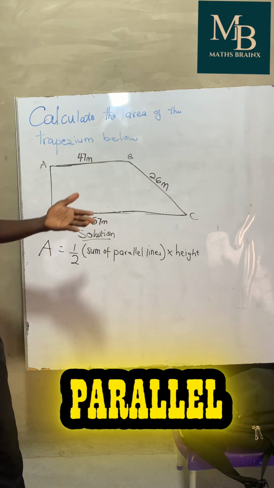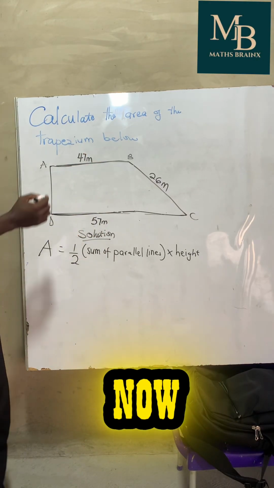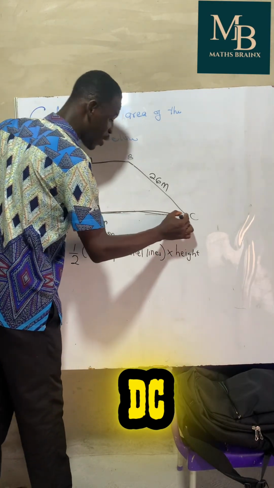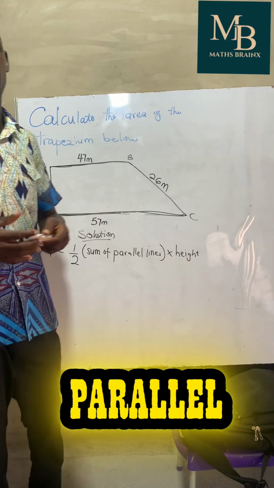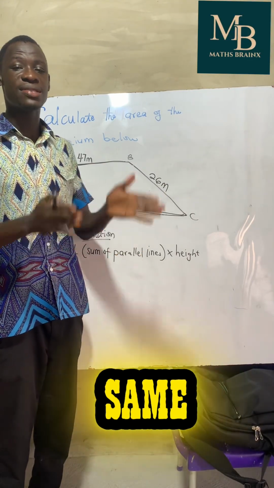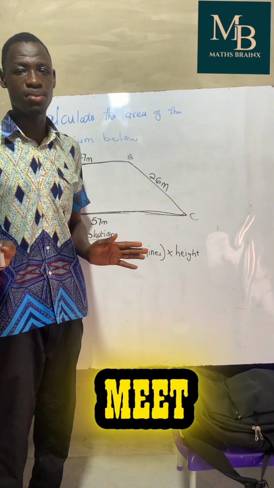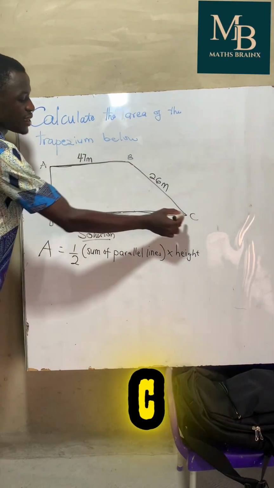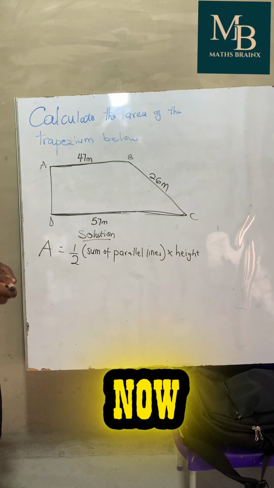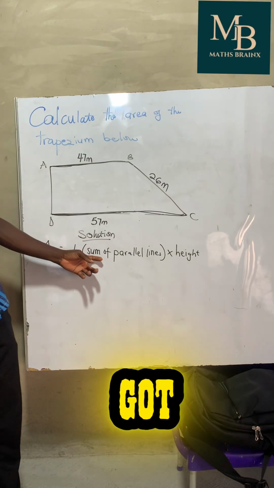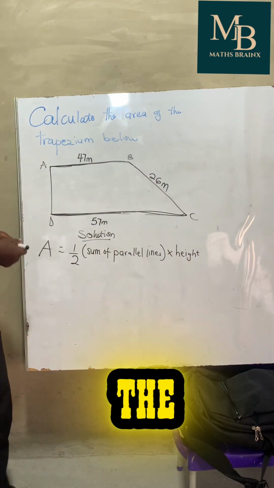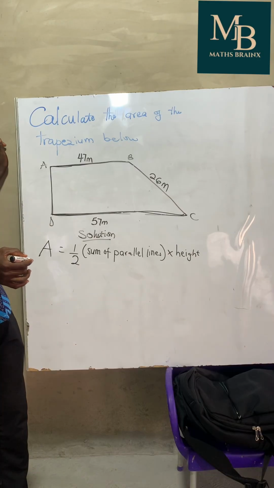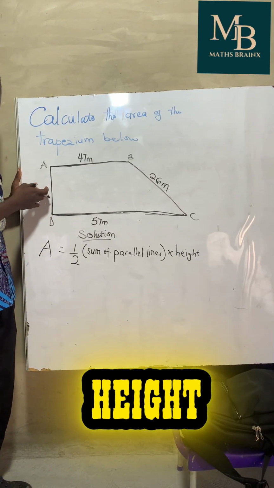Now, if you look at the diagram, which of the sides are the parallel sides? Line AB and line DC form the parallel lines. We know that parallel lines are lines that move in the same direction but do not meet or cross paths. So, AB and DC are the parallel sides. Now the height: AB forms the height of the trapezium, but we're not given the value for the height.